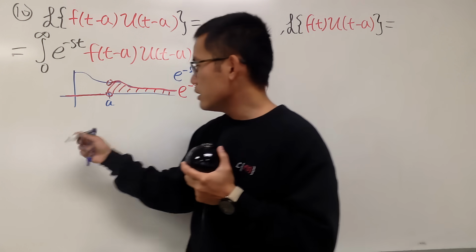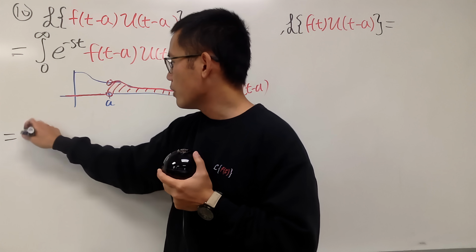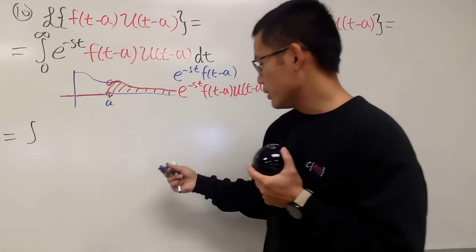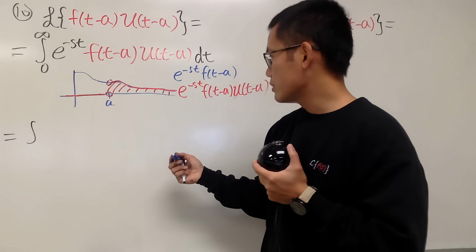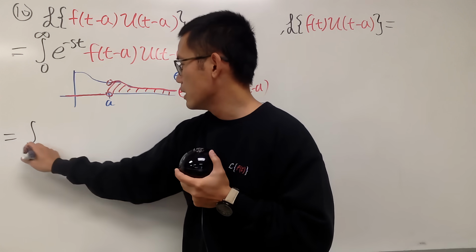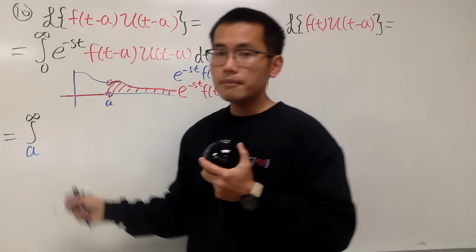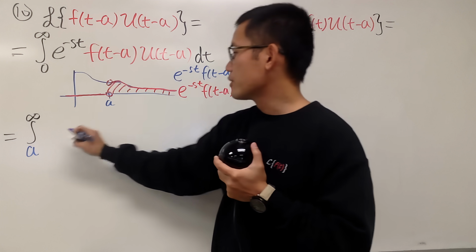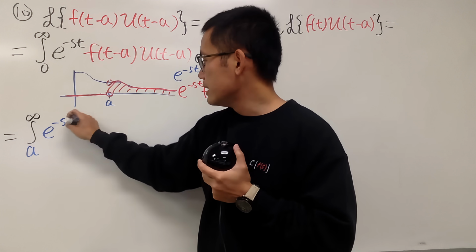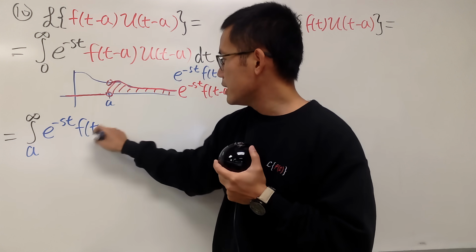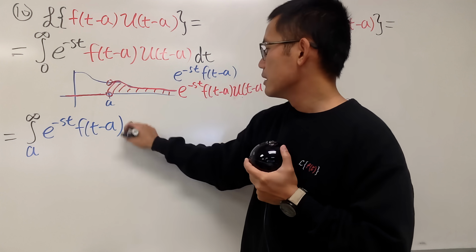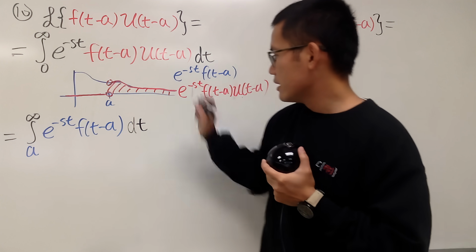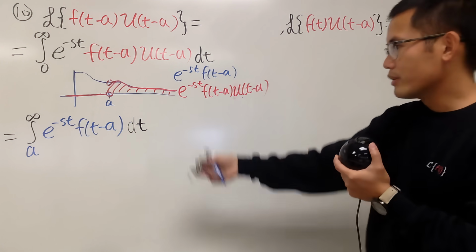So here is going to be the integral from a to infinity. So I will actually put this down in blue. Why not? a to infinity. And then the inside is just going to be the following. e to the negative st f of t minus a. That's it. dt that guy. Now, how can we handle this though?